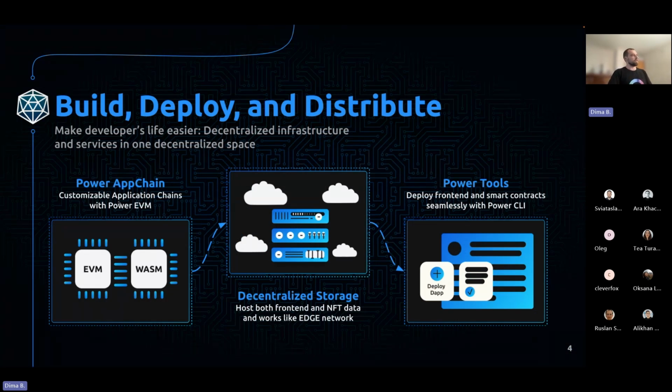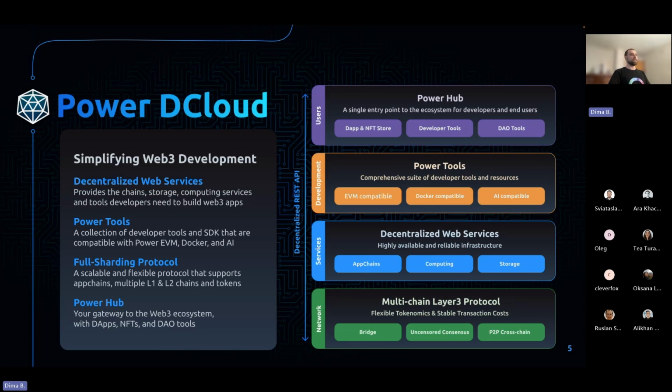Application chains have Power EVM inside. You can customize it if you decide to check it after this workshop. We provide decentralized storage for front-end and NFT data. It works like hot storage, like a CDN. And we will also use Power Tools such as Power CLI, which helps us deploy our application here.